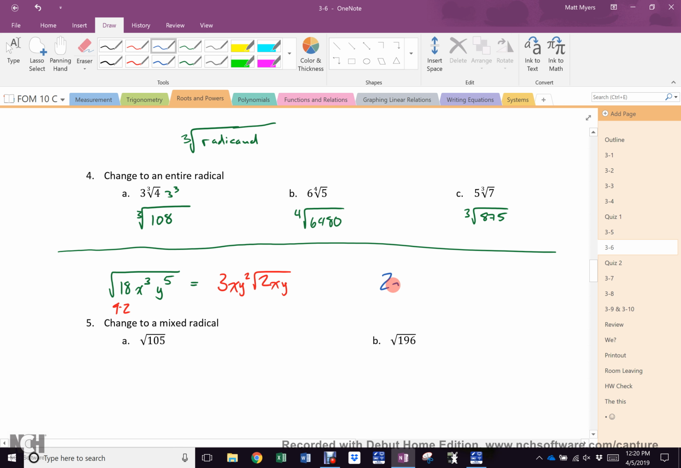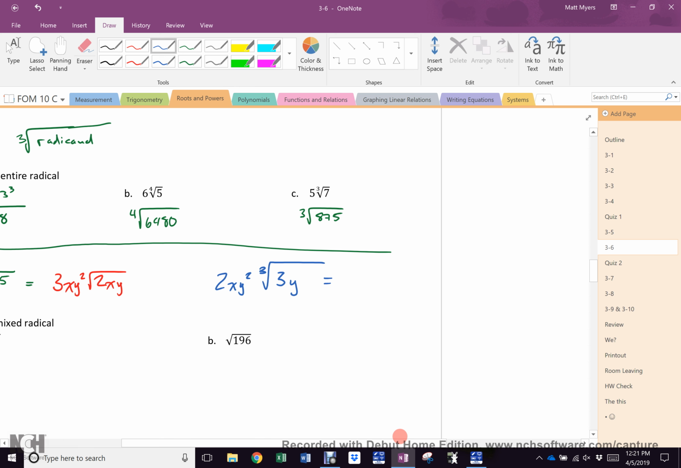I've got 2xy squared cube root 3y. I want this to look like one of these. Nothing out front. Just like exponents, remember, do numbers, then letter, then letter.